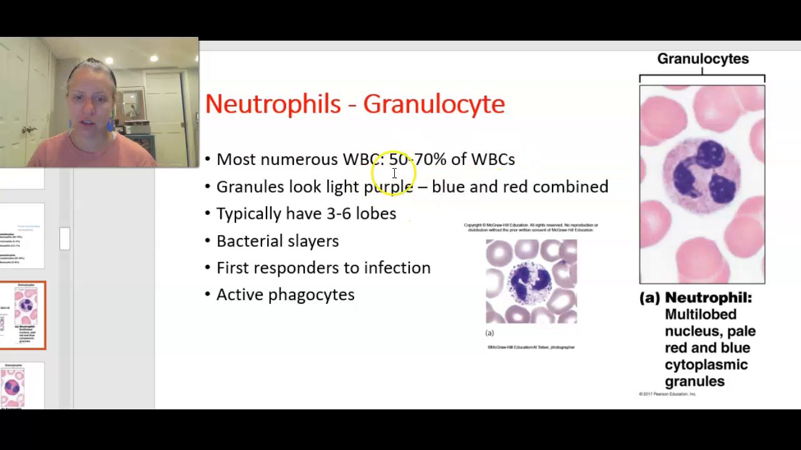So again, we said these are the most numerous white blood cell. They typically have 3 to 6 lobes of the nucleus.